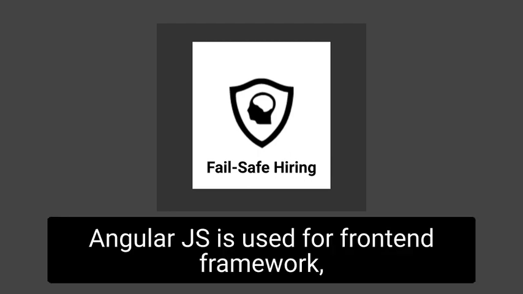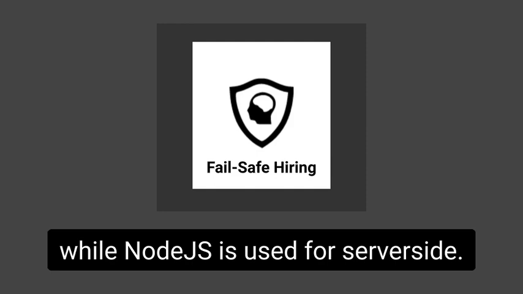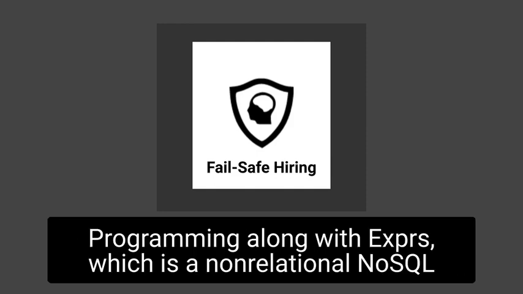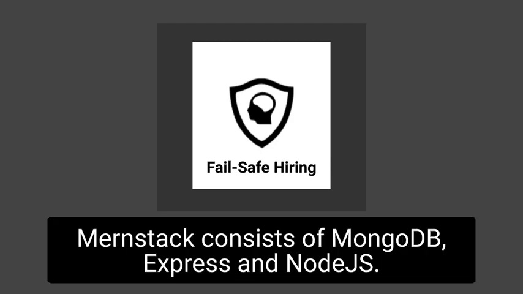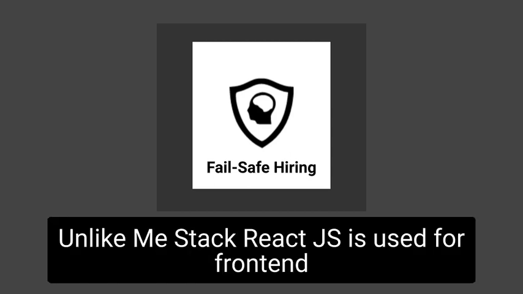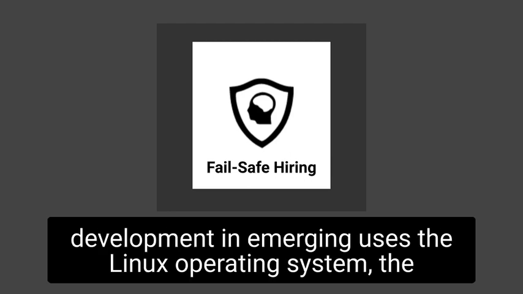AngularJS is used for the front-end framework, while Node.js is used for server-side programming along with Express.js. MongoDB, which is a non-relational NoSQL database, is used for the storage of data. The MERN stack consists of MongoDB, Express.js, React.js, and Node.js. Unlike the MEAN stack, React.js is used for front-end development in a MERN stack.